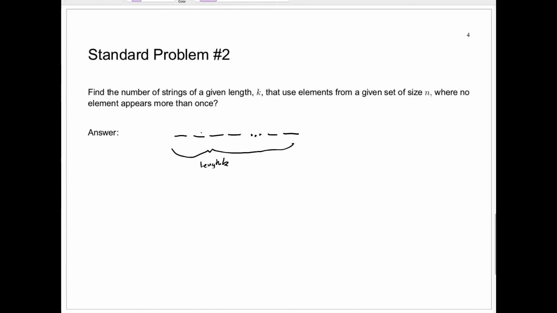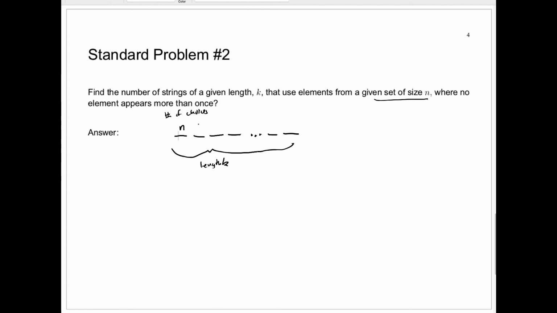And we have a first position, second position, third position, all the way to a k minus first position and a kth position. How many ways can we pick an element for the first position? Well, I'm going to write down here the number of choices. Remember, our alphabet or set is of size n, so we have n different letters or elements from our set that we can put in the first position.